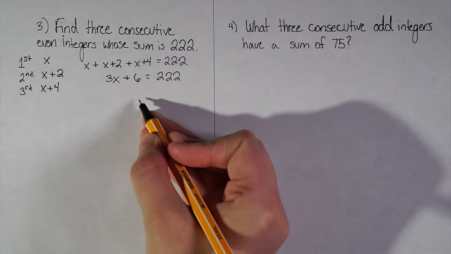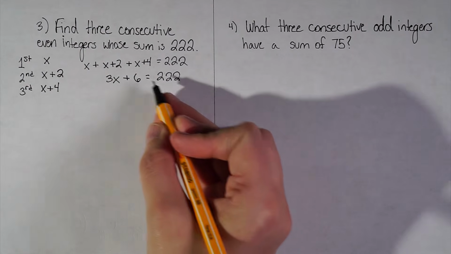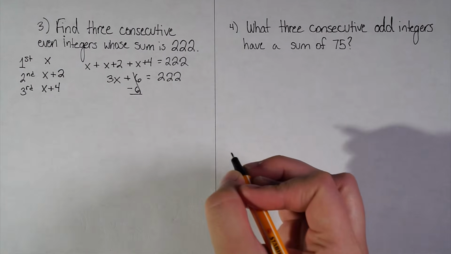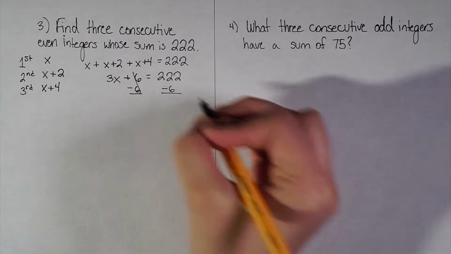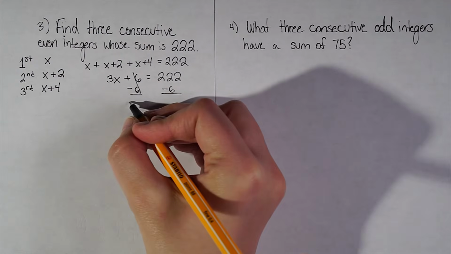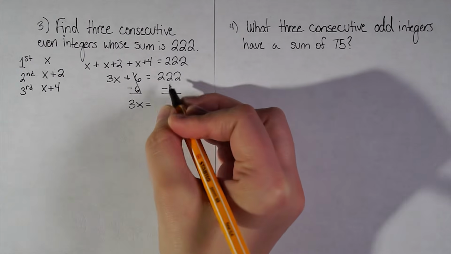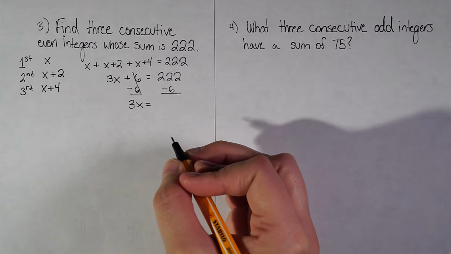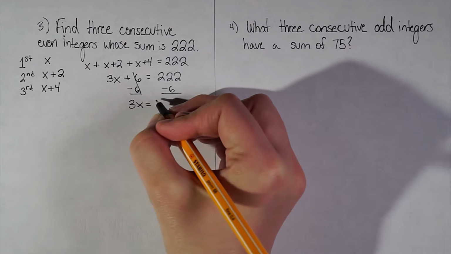Now I want to get all my constants to the right and leave my variable on the left. So I want to get rid of that 6. Same thing on the right. 3x equals 222 minus 6 is 216.